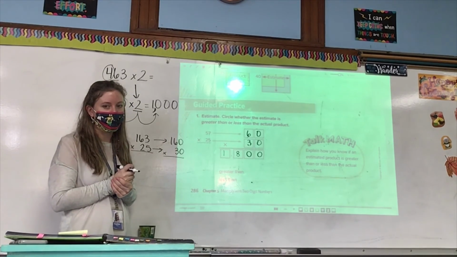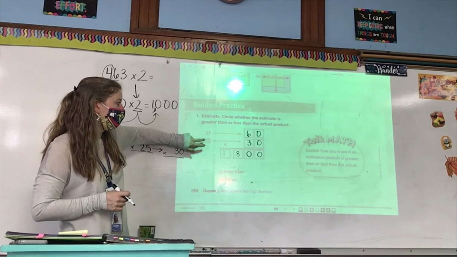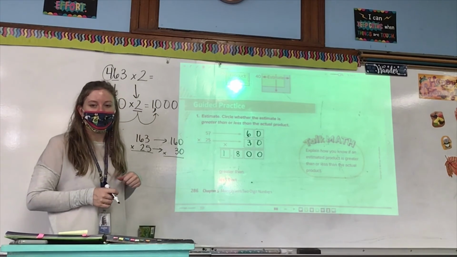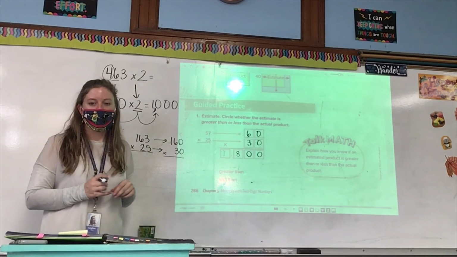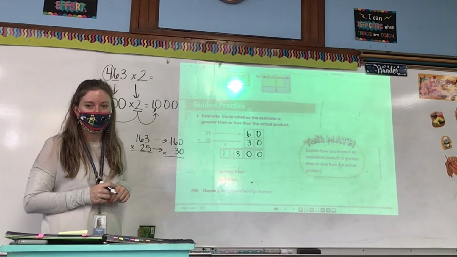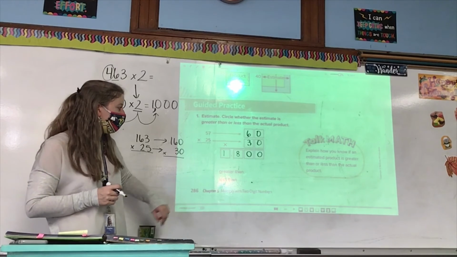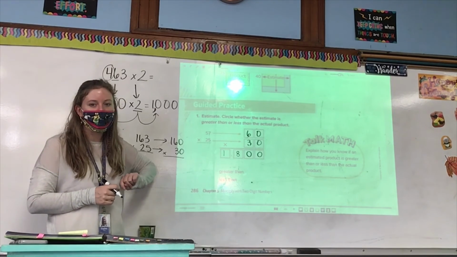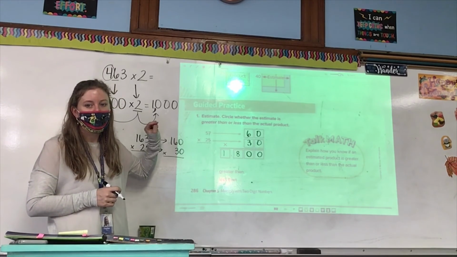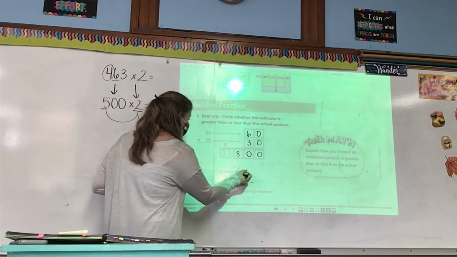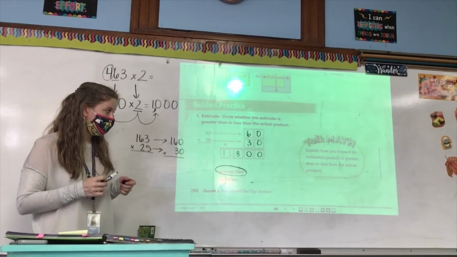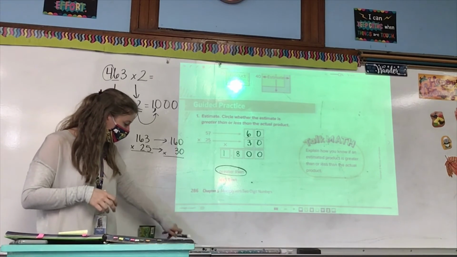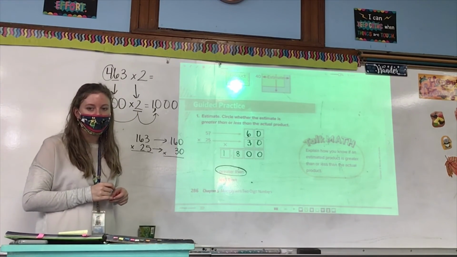Now we need to figure out, is this estimated product, 1,800, greater than or less than what our actual product would be? Well, which direction did our factors get estimated, Smith? Were they greater or were they less than our actual factors? Greater, which means our estimated product is greater than our actual product. Good. Very good.